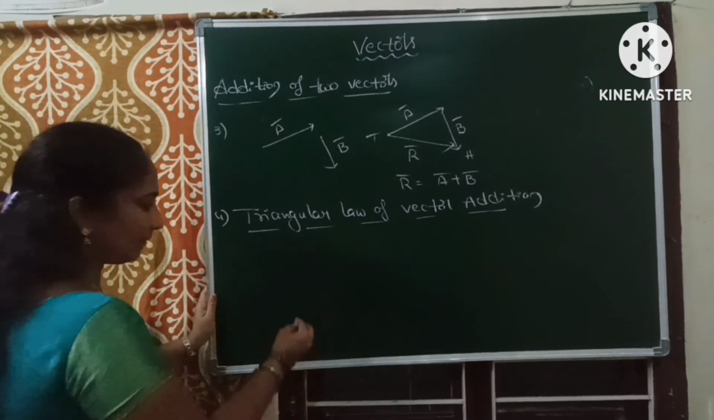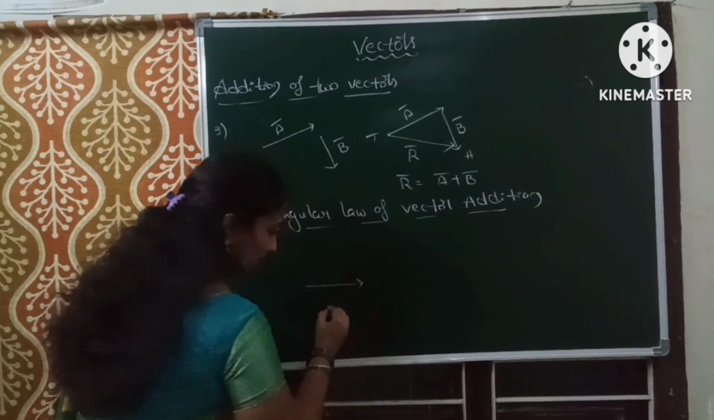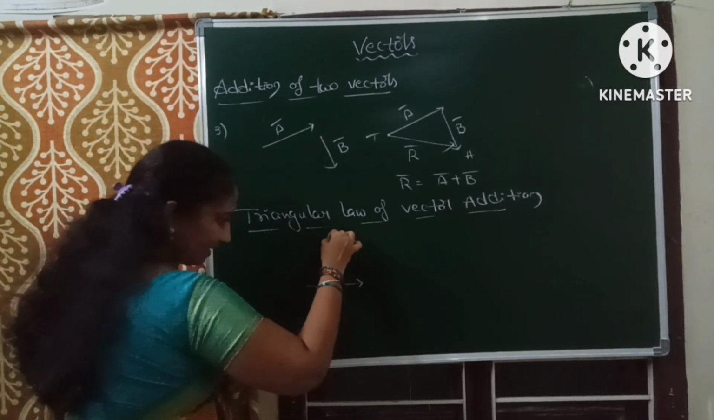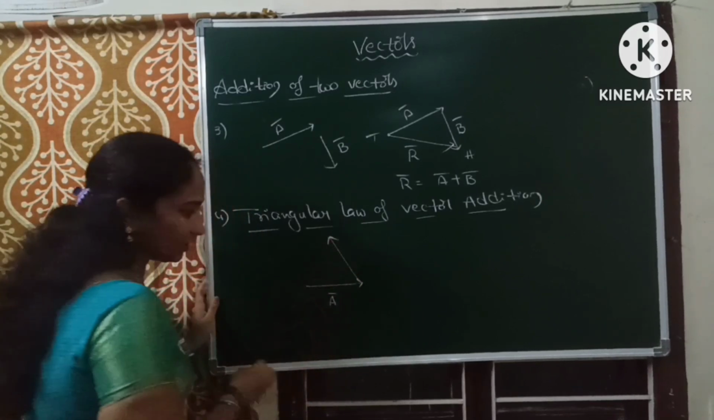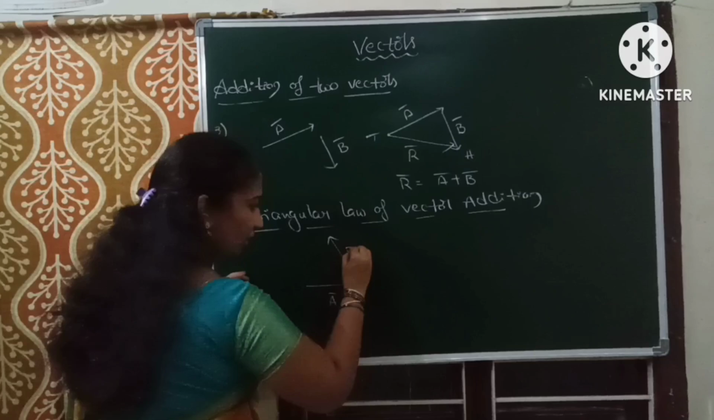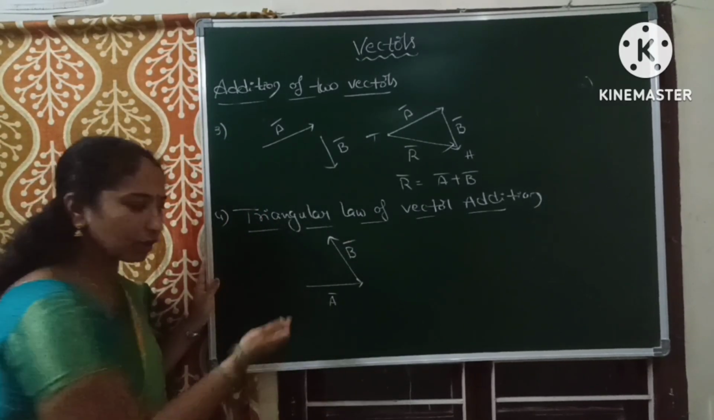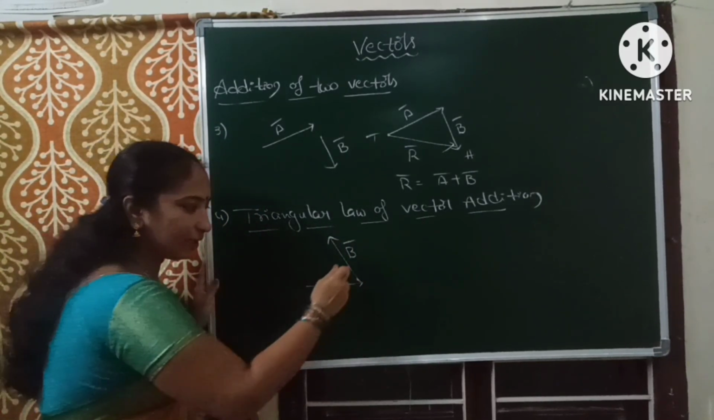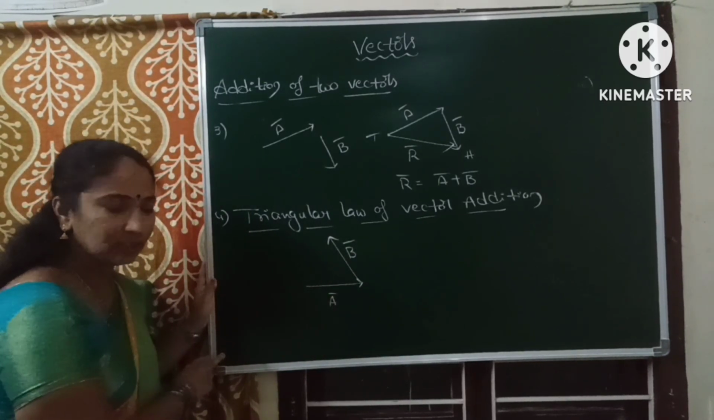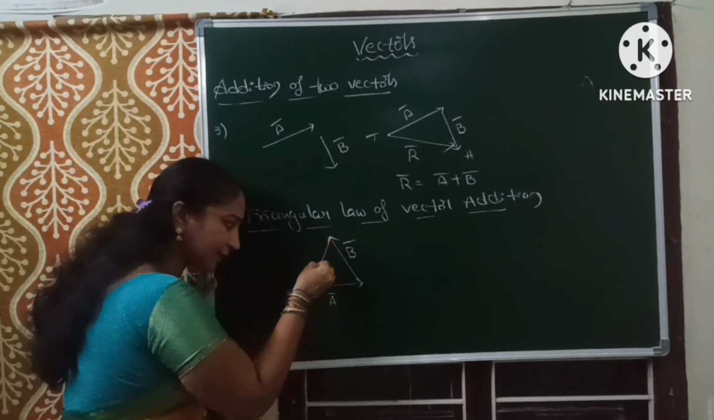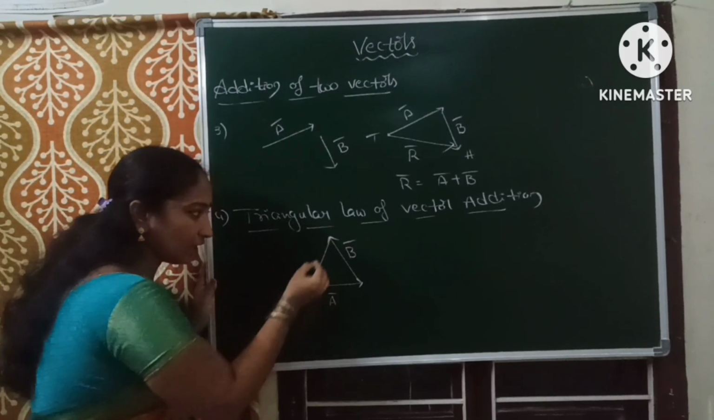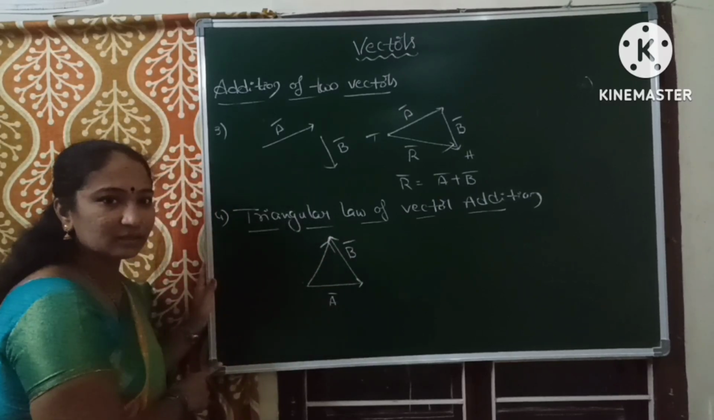Let us see. For example, I have one vector A bar and another vector B bar in the same order. For example, like this, same order means it is in this direction, and B bar is also in the same order. Here I considered A bar and B bar as the two sides of the triangle. Then what is the resultant? Simple. The third side of the triangle, but not in the same order, which is in the reverse order.